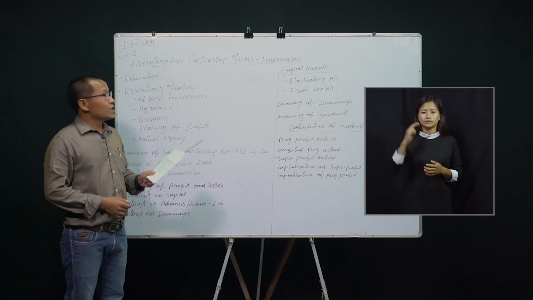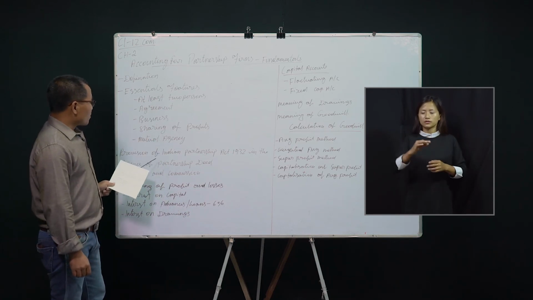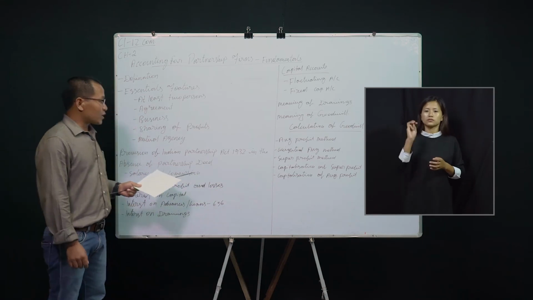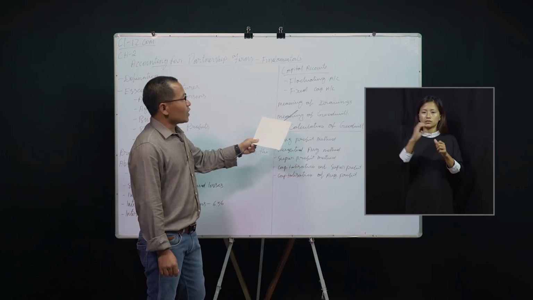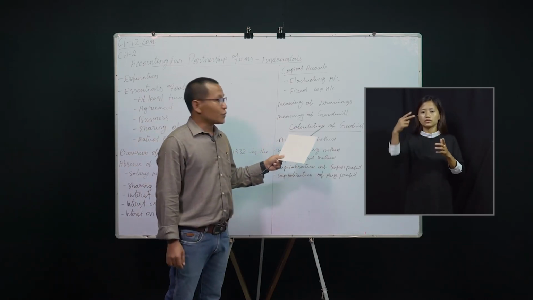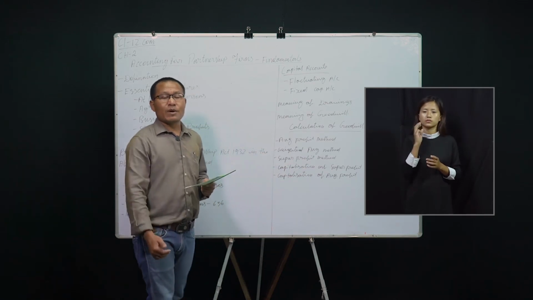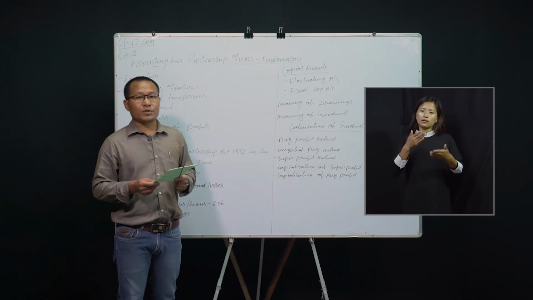Therefore, you should remember this: the definition of partnership firm, essential features, provisions of the Indian Partnership Act 1932 in the absence of a partnership deed, and also capital accounts, then the meaning of drawings, meaning of goodwill, then calculation of goodwill. At the same time, remember the past adjustment, calculation of past adjustment, then partnership deed.